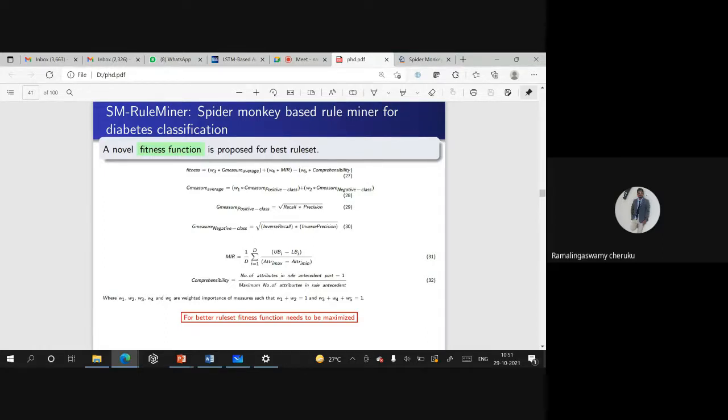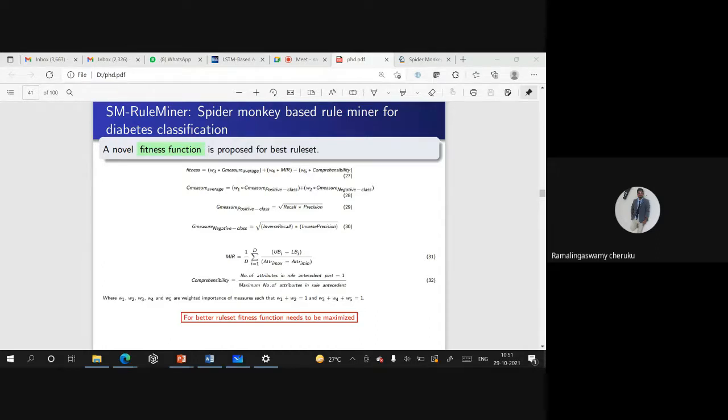So the comprehensibility will be measured as the number of attributes in a rule antecedent part minus one, divided by the maximum number of attributes in a rule antecedent part. So this will measure, out of eight attributes, how many were used in the rule. Like that, we will calculate the rule comprehensibility of your rule, right?